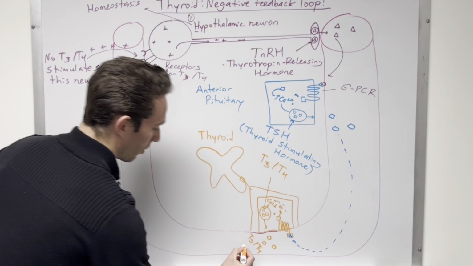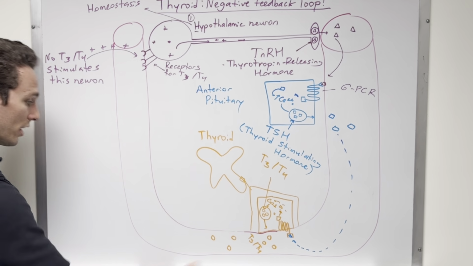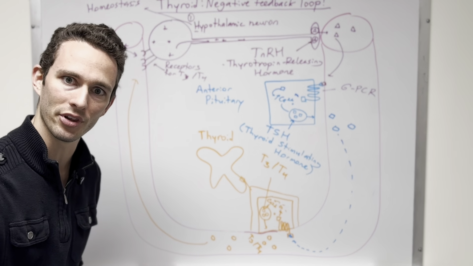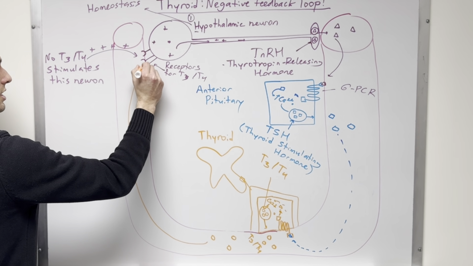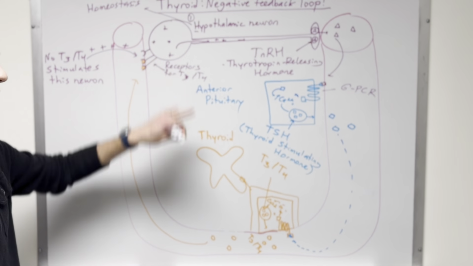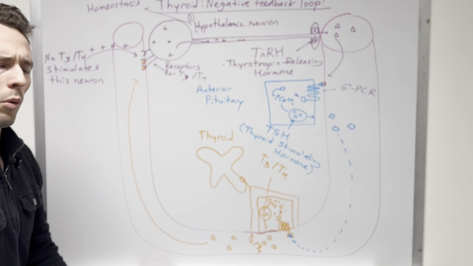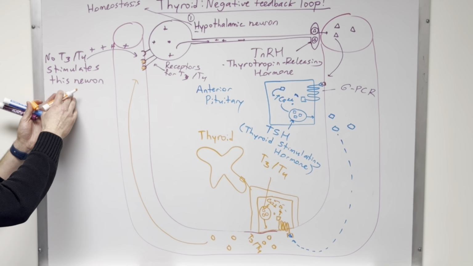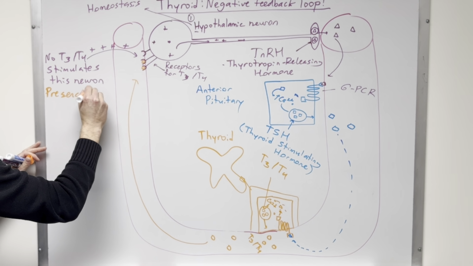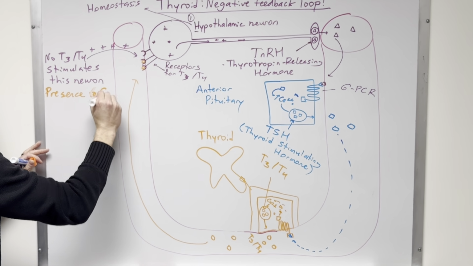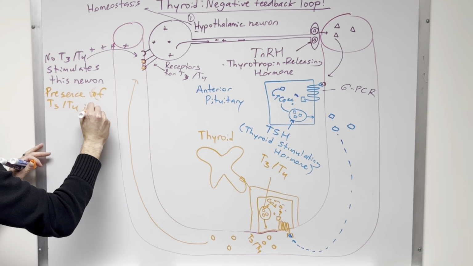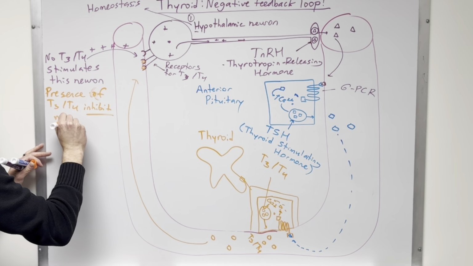However, once T3, T4 gets into the bloodstream, now we've got this hormone present in the blood, and we're going to come back and interact with the hypothalamic neuron. Once this T3 and T4 starts binding, interestingly enough, what do you think it will do to the neuron? Well, remember the absence of T3 and T4 stimulated it. So now the presence of T3 and T4 will inhibit the neuron.